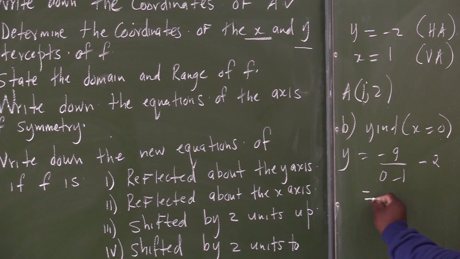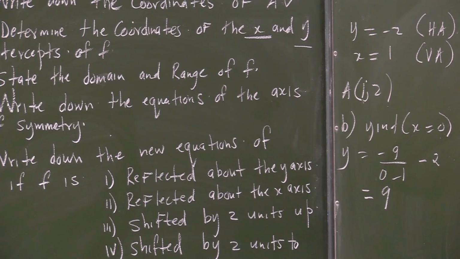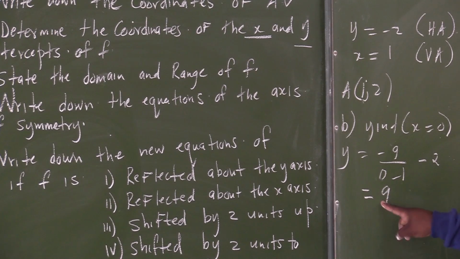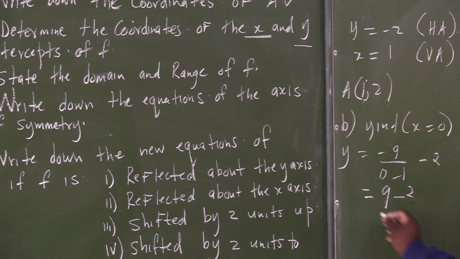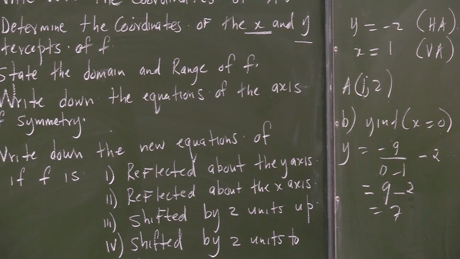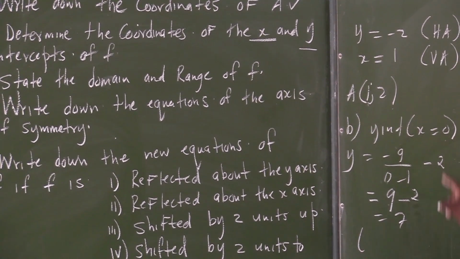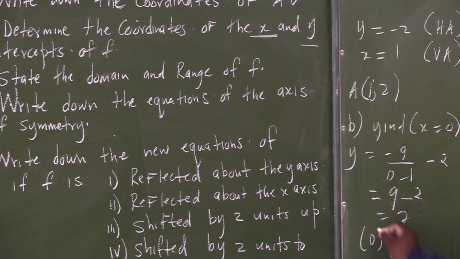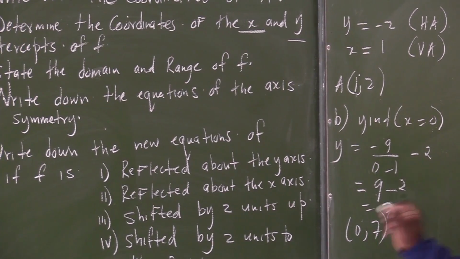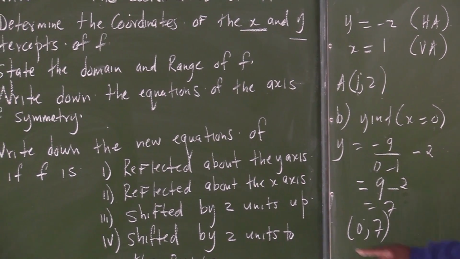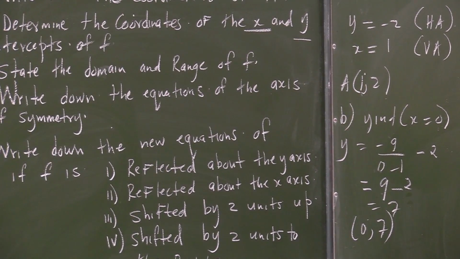Obviously, this will be a 9. Why is this a 9? Because 0 minus 1 is a minus 1. Minus 9 over negative 1 is a 9. Minus a 2. Now, what is 9 minus 2? I am getting a 7. So, what is my y-intercept as a coordinate? I made x a 0 and I obtained the value of y, which was a 7. It means my y-intercept is 0 and 7 as a point.